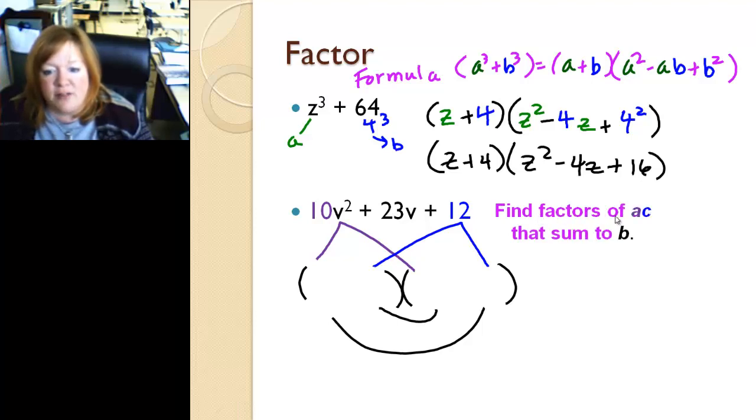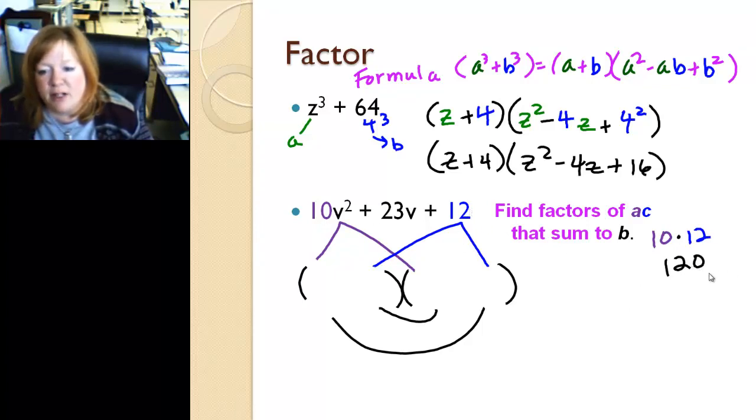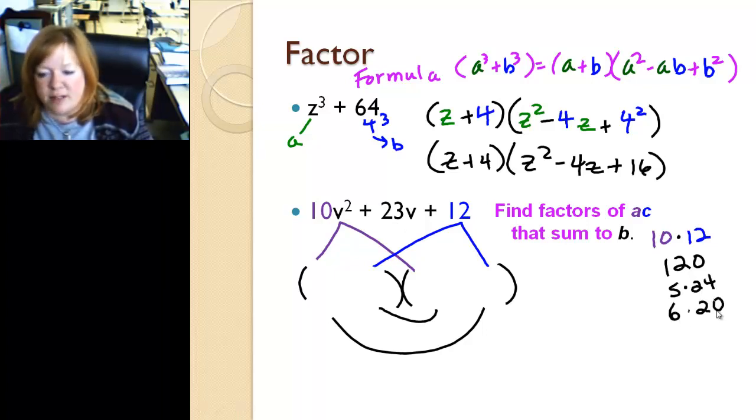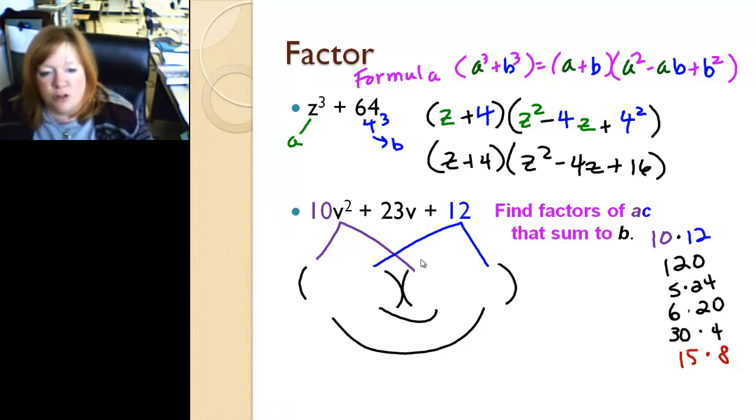So if I'm trying to find factors of a times c that sum to b in the middle, I picked this one because most people have trouble when they have numbers in front and they're not prime, and in this case they're not. So if I look, 10 times 12 is 120. I multiply these together. Then I'm going to look for two factors of 120 that add up to 23 in the middle. So 5 times 24, that does not work. 6 times 20 is 26, that doesn't work. 30 times 4 doesn't work. 15 times 8, bingo. 15 plus 8 is 23, and 15 times 8 is 120.